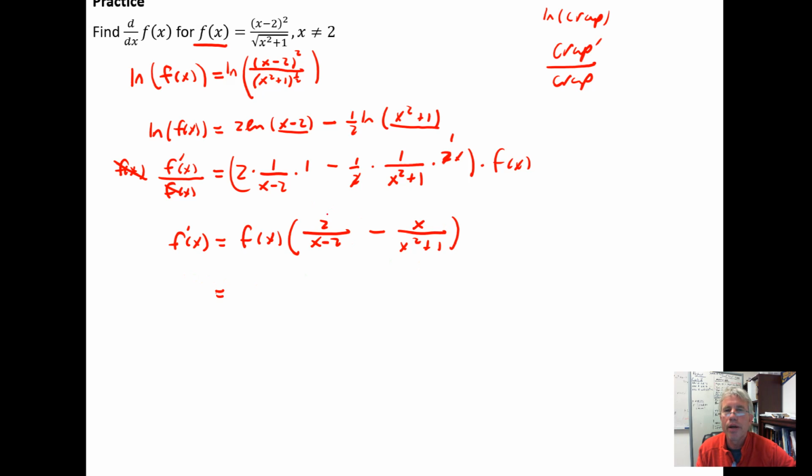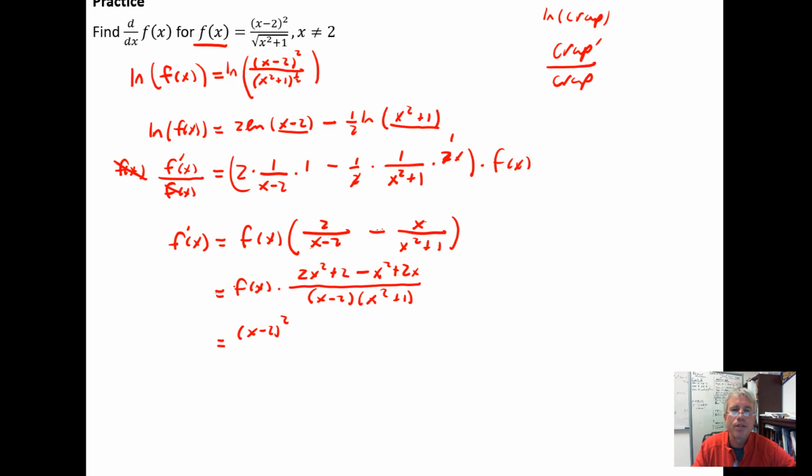And then if I wanted to, I could get a common denominator. So f of x times the common denominator would be x minus 2 times x squared plus 1. And we would be multiplying 2 times x squared plus 1, which would give me 2x squared plus 2, minus x times x minus 2. So that's going to give me a minus x squared, and then minus minus would be plus 2x. And this is going to equal the f of x, which is just (x minus 2) squared.